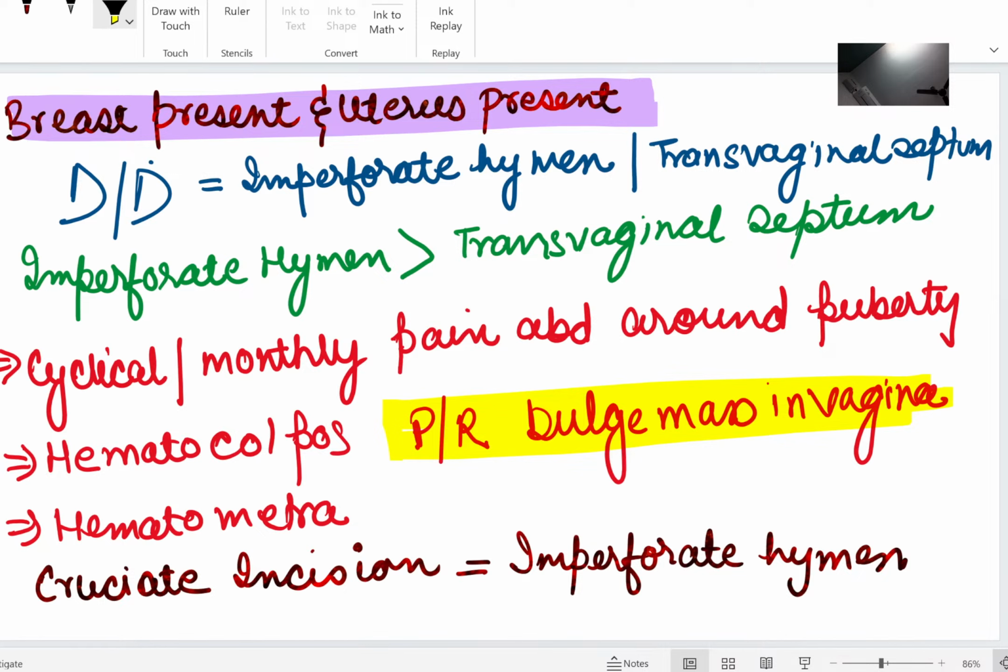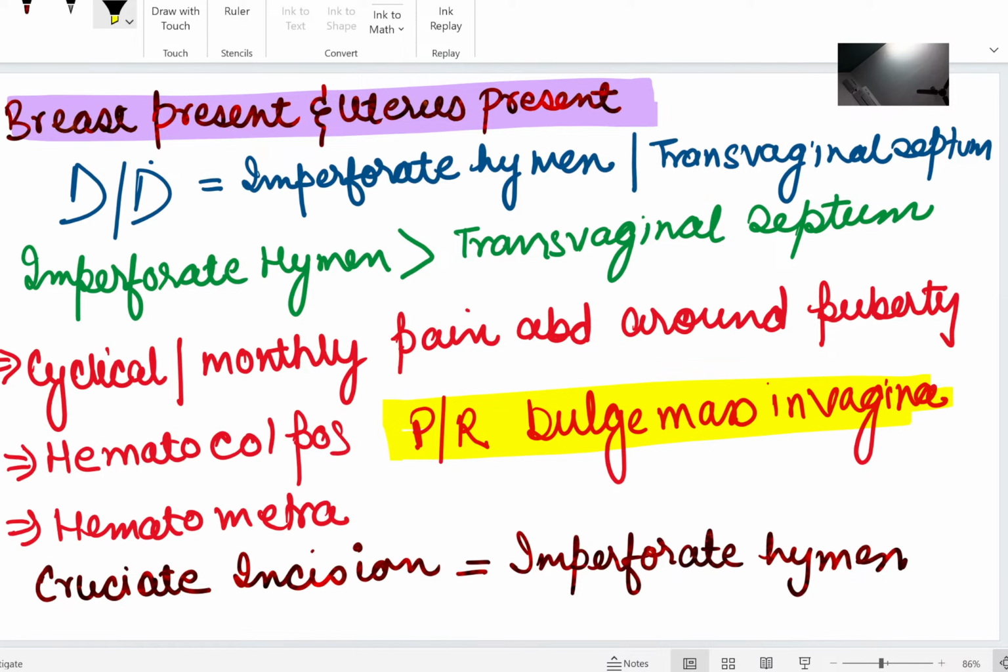So, if both options are given, imperforate hymen and transverse vaginal septum, and you are not able to differentiate, then you will mark imperforate hymen. It has come once in the MCQ: breast is present, uterus is present, the girl is not having periods, what is the diagnosis? The options were imperforate hymen and transverse vaginal septum. The answer was imperforate hymen, because it is much more common than the transverse vaginal septum.